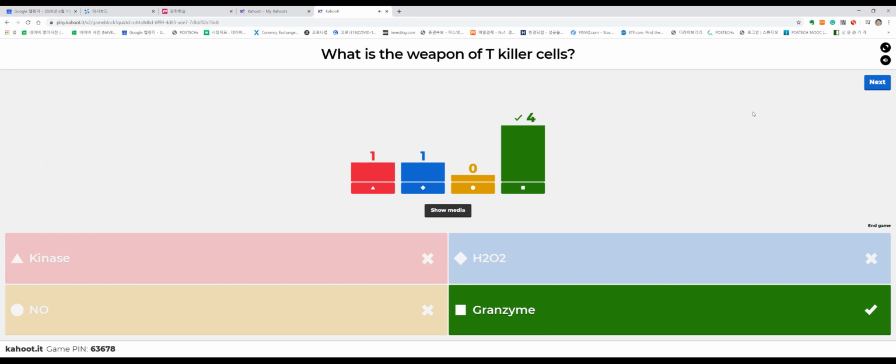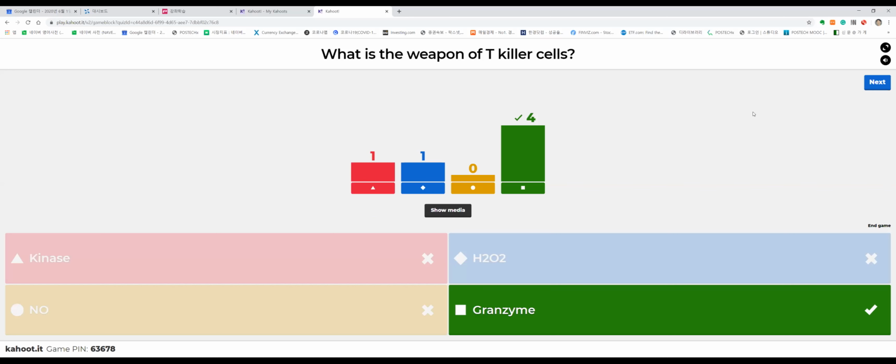Not bad. T killer cell is utilizing granzyme. Granzyme is a protein breaking down enzyme, a protease. And T killer cells also use another weapon. Do you know the name? Perforin. Perforin is another weapon of the T killers.